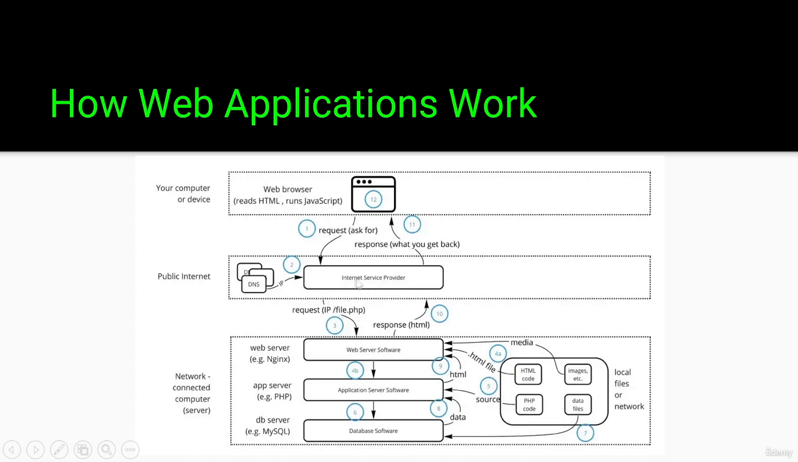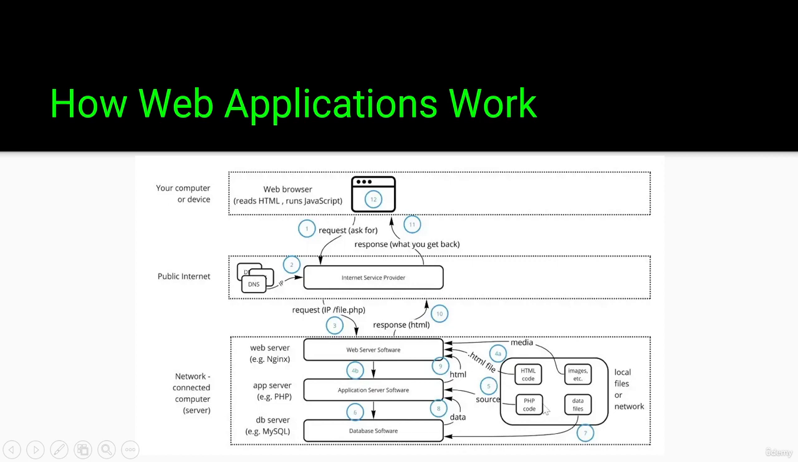From here, the ISP or the internet will request the IP, the file.php, for example, if the website is on PHP. Now here is the server, or the network connected computer. This is the server of the website. Here we have a web server, for example Nginx. From Nginx, it will go to the app server, the PHP application server software. From there, we have a database, and you can connect the application to the database, for example MySQL.